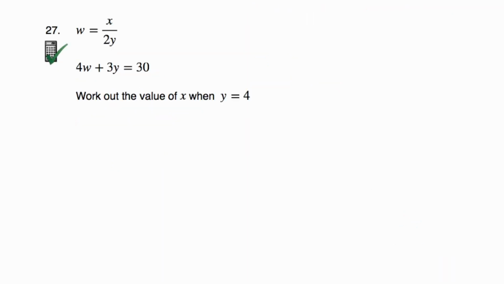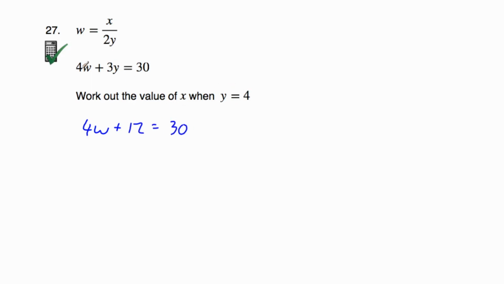Okay, question number 27. We've been given that w equals x over 2y, and 4w plus 3y equals 30. And we've been asked to work out the value of x whenever y is equal to 4. So if we have a look here, we've got 4w plus 3y equals 30. Now, if we know the value for y, we can do 3 times that, so that's 3 times 4. And then we'll end up with 4w plus 12 equals 30.